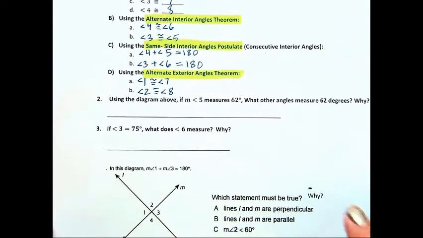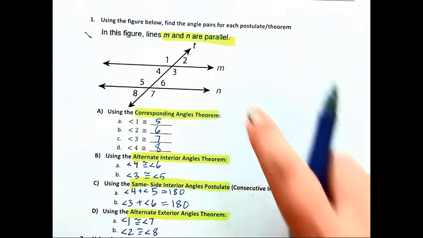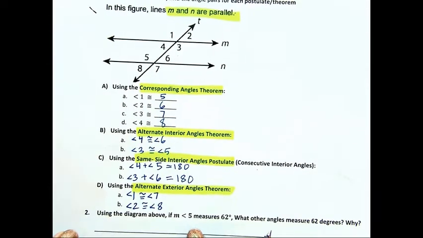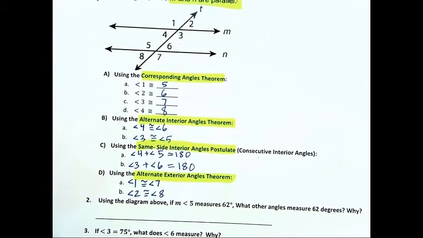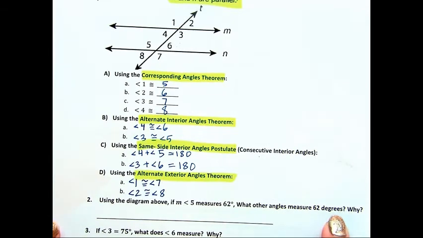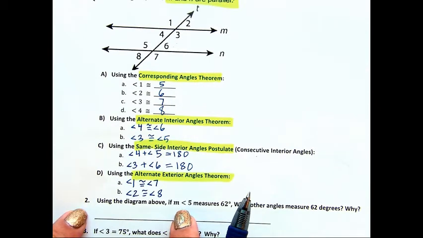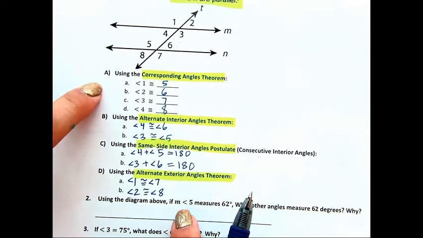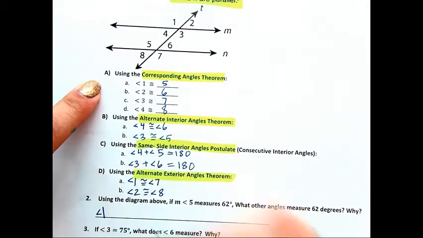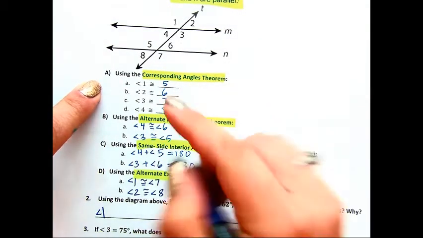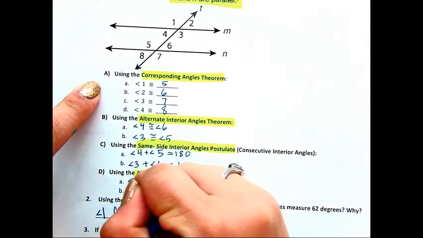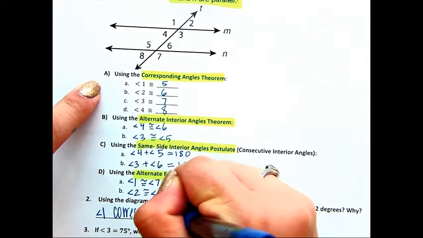So number 2, in the diagram above, we're still looking at these two parallel lines cut by a transversal. If angle 5 measures 62 degrees, what other angles measure 62 degrees and why? So I'm looking at all the angles that will be congruent to angle 5. From the first exercise, we saw that angle 1 is congruent to angle 5. And the reason for that was because they were corresponding angles.